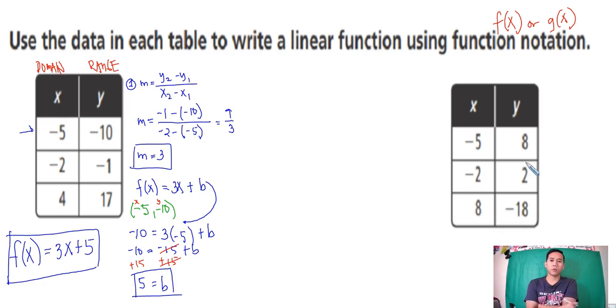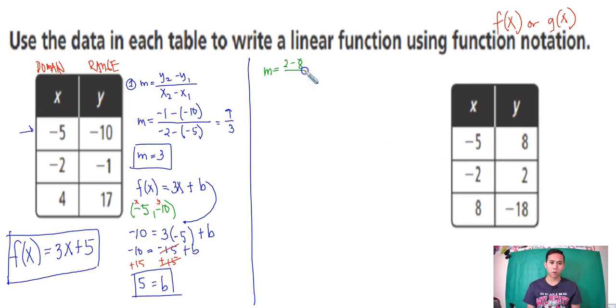Okay, next one. Again, we'll be using this table, the same process. What are we going to do is find the slope first. So m, I'll just put a fence here. And then I'll be using green color. Step 1 is find the slope. You can choose any 2 points. So I'm going to use the first 2 points.